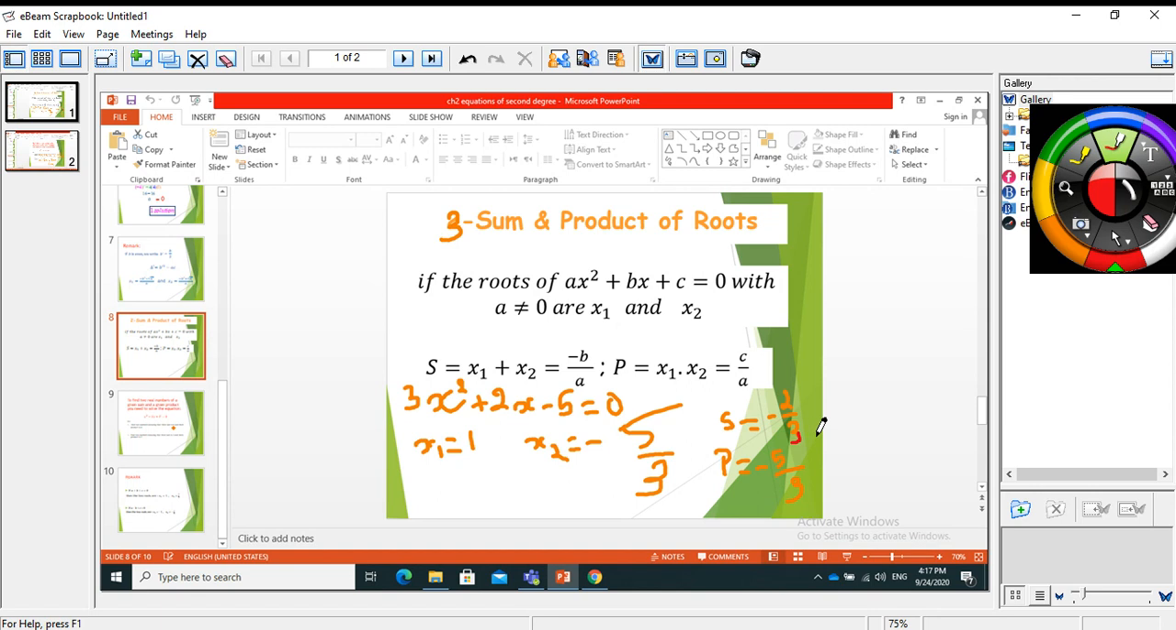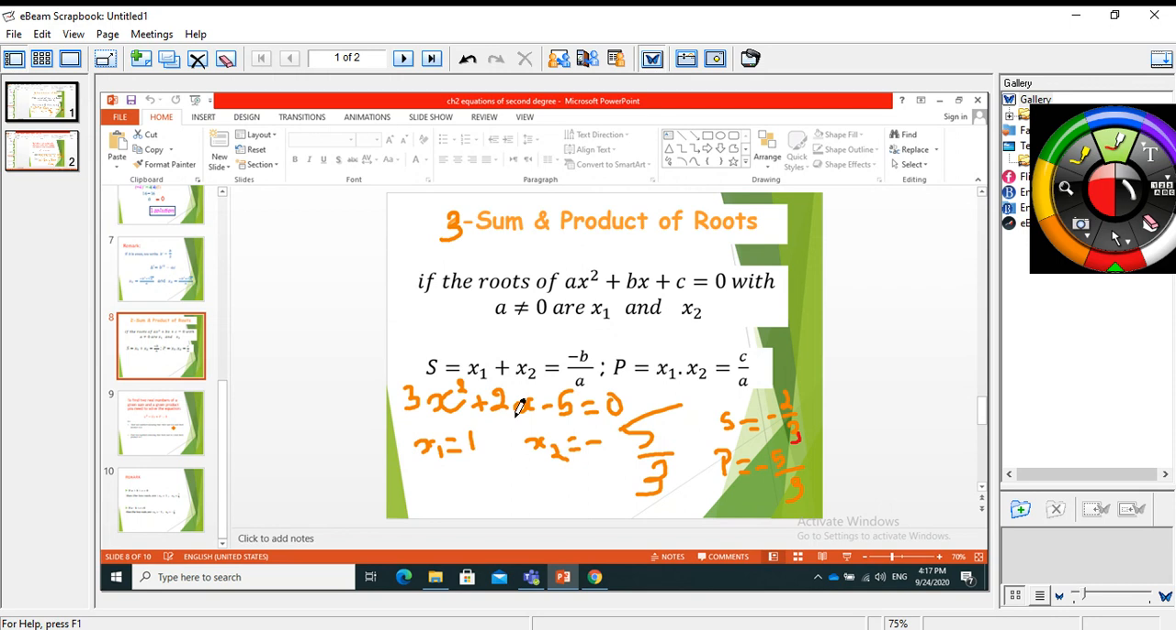If I compare it with the formula, it says minus b over a. What is minus b over a here? It's minus 2 over 3, so this is right. If you do this times this, what is the answer? Minus 5 over 3. Let's compare it with the formula, c over a, minus 5 over 3. It means that if you add the roots of a quadratic equation, the answer will be minus b over a all the time. And if you multiply, the answer will be c over a.